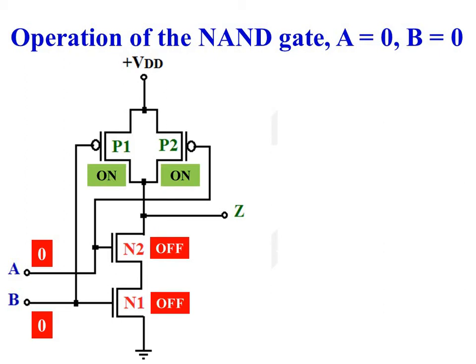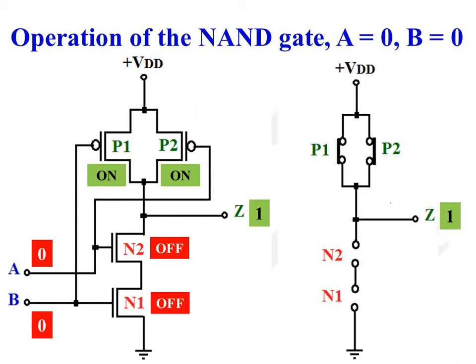As PMOS transistors P1 and P2 are on, output Z is connected to plus VDD through the on transistors P1 and P2. Output Z is existing at plus VDD or logic 1. And this is the equivalent circuit of the CMOS NAND gate when A is equal to 0 and B is equal to 0.